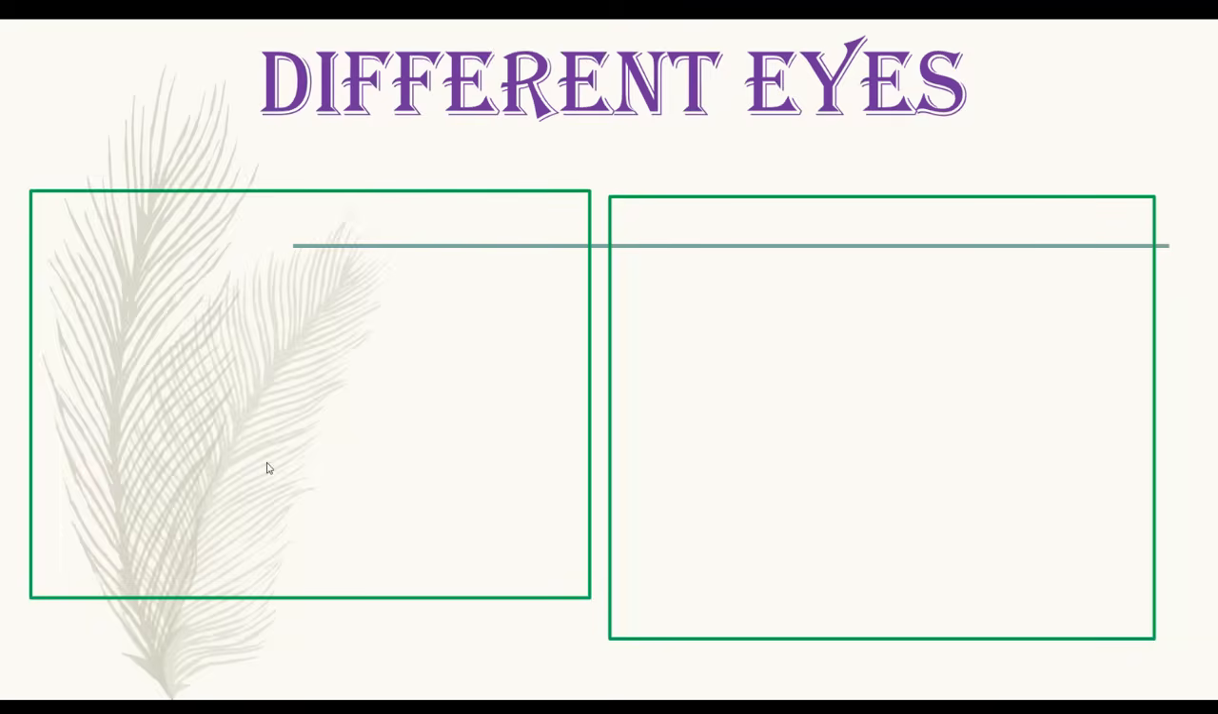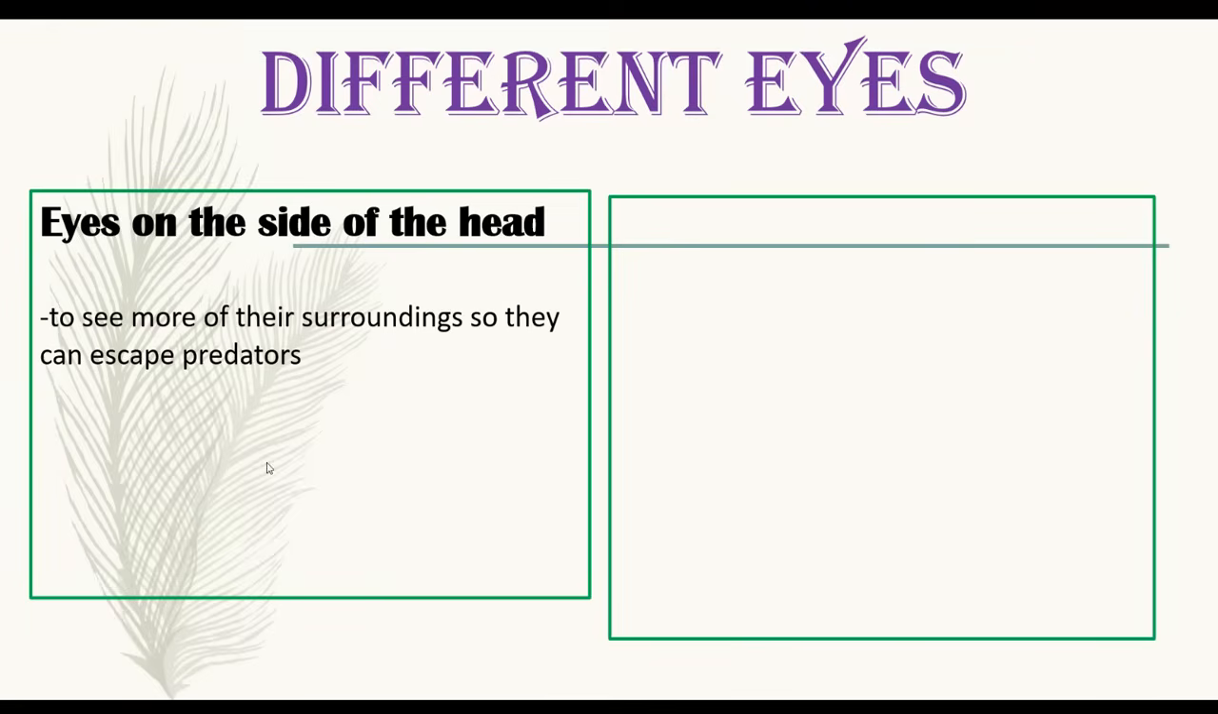Then from the eyes, which is a structure of an animal, there are two different types of eyes. The first type is eyes on the side of the head. There are some animals that have eyes on the side of the head. And the reason is so they can see more of their surroundings so they can escape predators. Again, this is the function. This is the job, or the reason why they have eyes on the side.